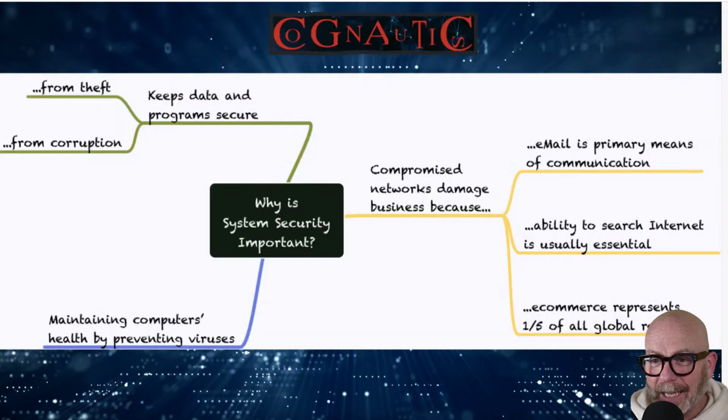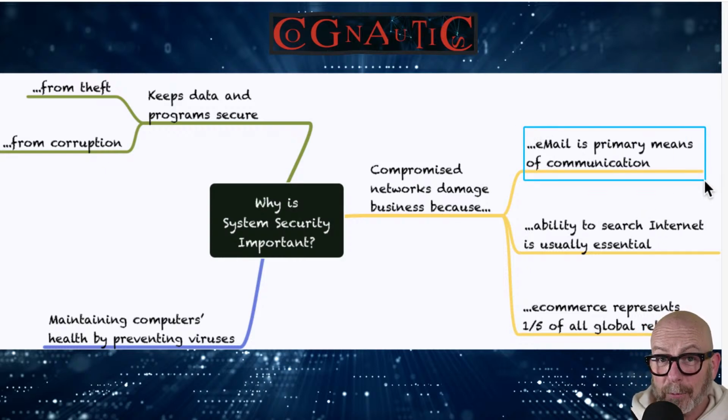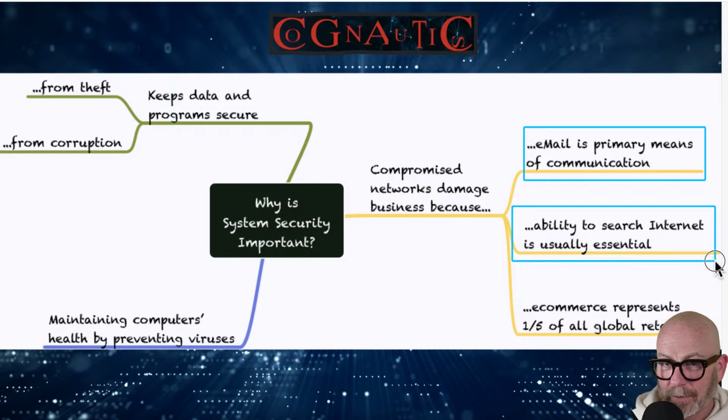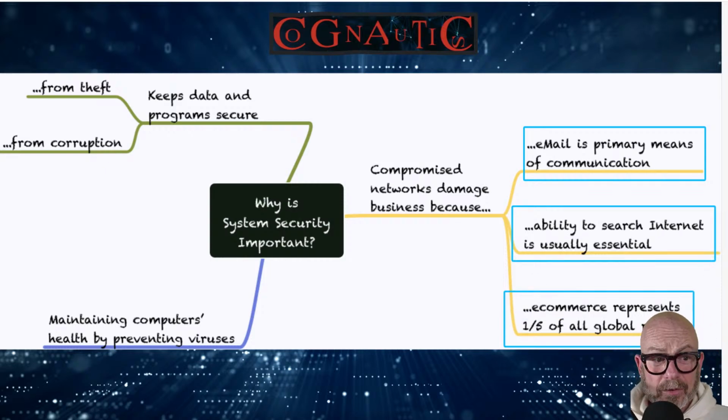So anyway, let's do a 10-minute teach. This is really just a little introduction to say to you why is system security important? Well, the fact is, if you think about, for example, email, it's the primary means of communication. As a teacher, as a head of year, I get 120 to 140 emails every day. I'd be quite happy if they disappeared. Some companies require that they search the internet. A lot of companies do. And of course, currently, e-commerce, I'm quite surprised it's so low, represents 1/5 of all global retail. It's probably closer to 1/4 now.